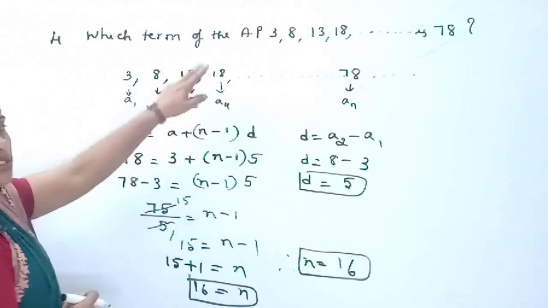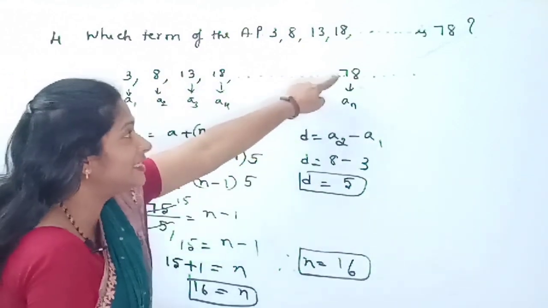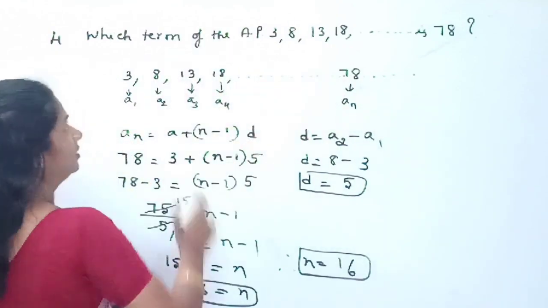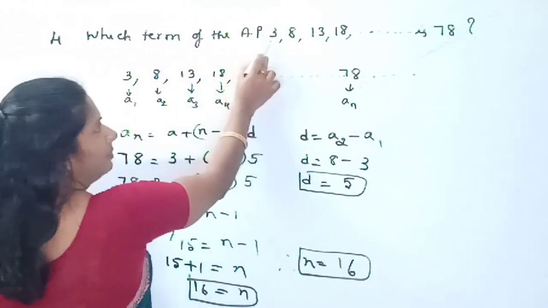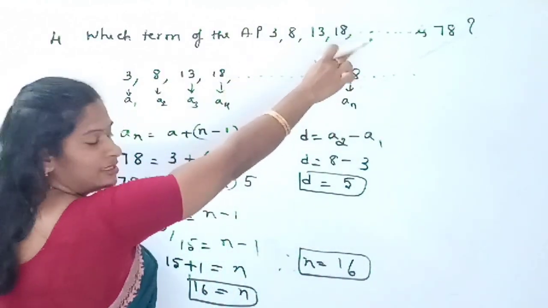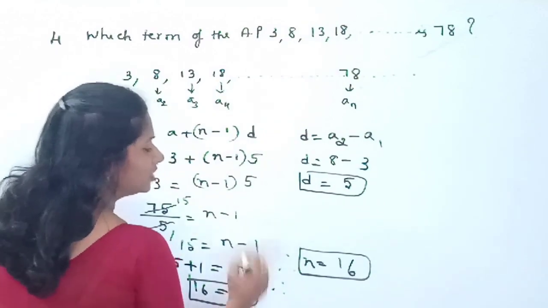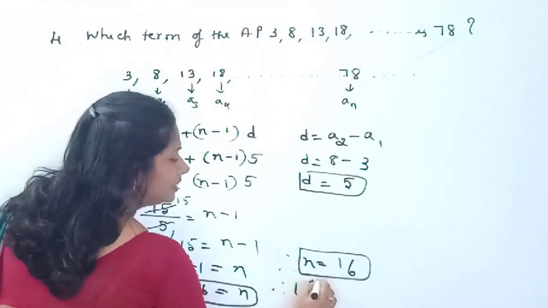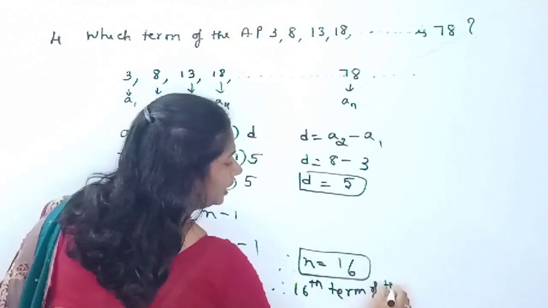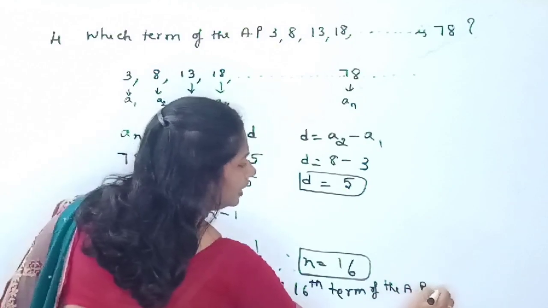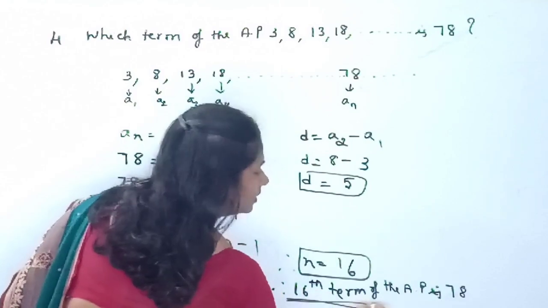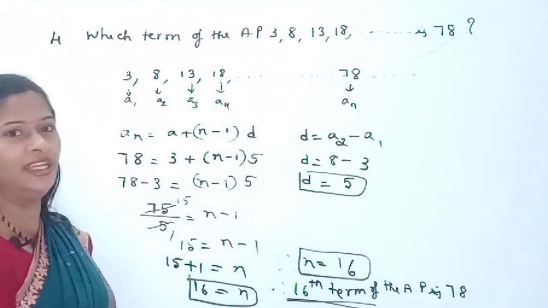So what is your conclusion, children? Therefore 16th term in this list of numbers is 78. What they asked: which term of the AP is 78? So 16th term of this AP is 78. So let's write the conclusion, children. Therefore 16th term of the AP is 78. Okay, so 16th term of the AP is 78.